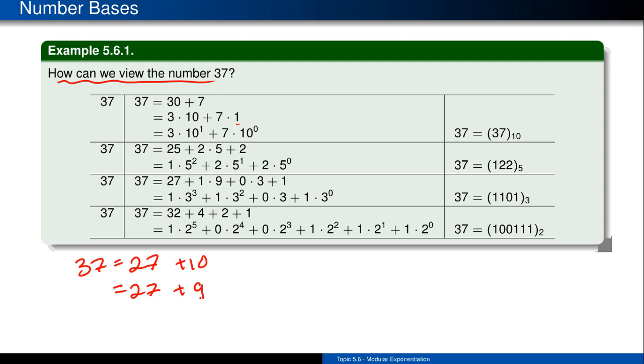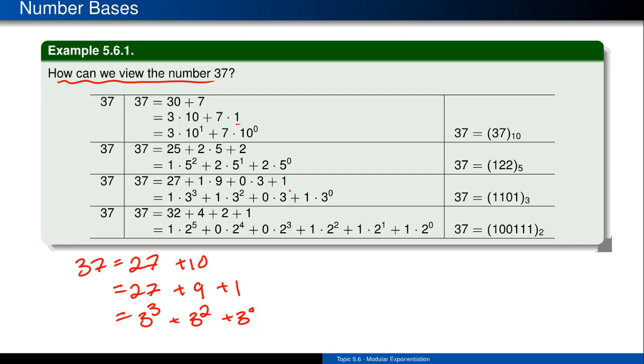So I could view this as a plus 9, and then there's going to be a little plus 1 afterwards. So that 27 is then viewed as a 3 cubed, the 9 is then viewed as a 3 squared, and that 1 is then viewed as a 3 to the 0. So you get this base 3 representation of 37.